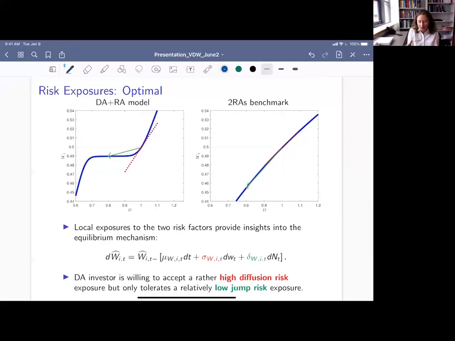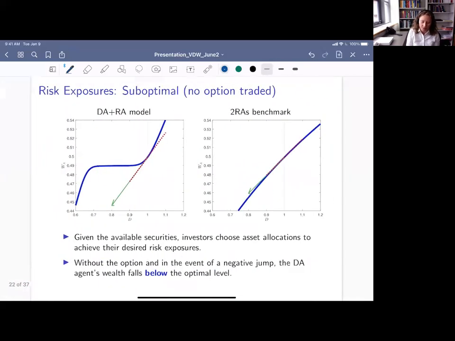Okay, and this is exactly where the demand, once again, of put options will come from, because if you look at the suboptimal case, so here I took away the option and look at the alternative scenario, right, which demonstrates what happens if agents can only invest in the bond and the stock. And simply for illustration here, I assume that the exposure to Brownian risk remains the same, and this will allow us to pin down the investment in the stock.